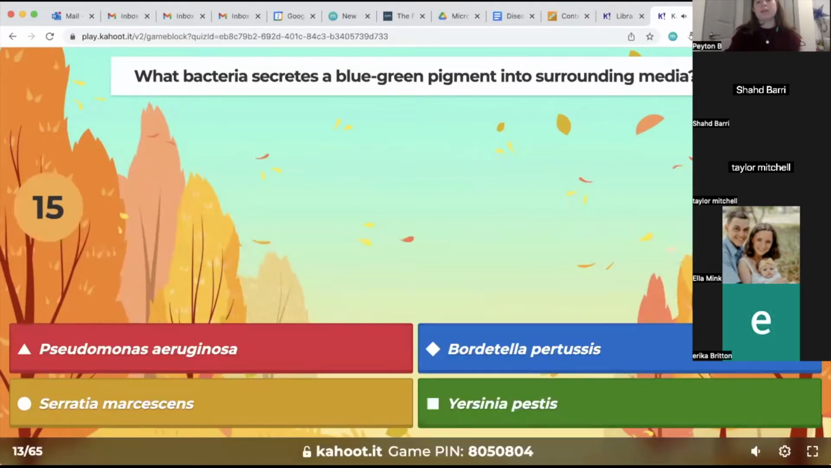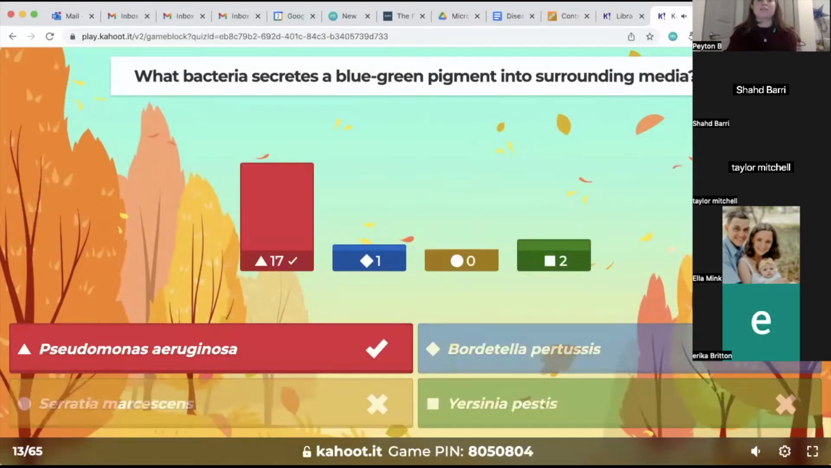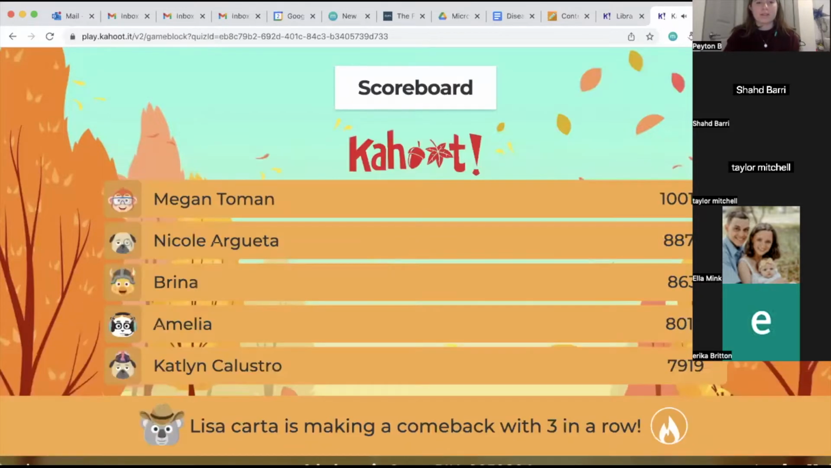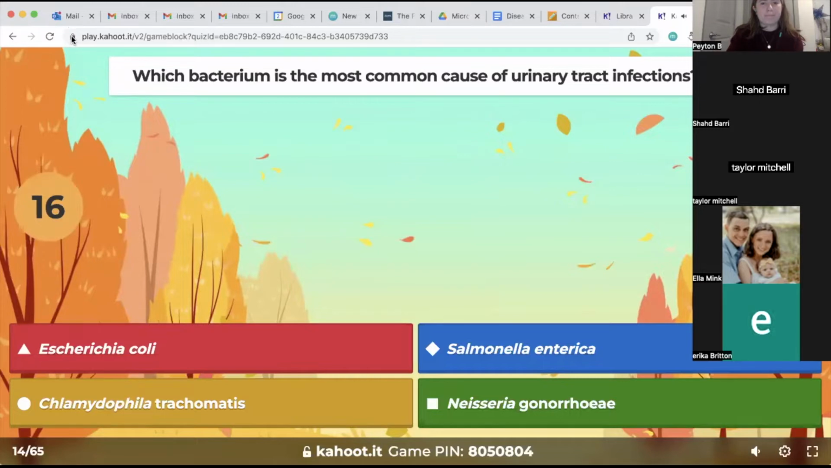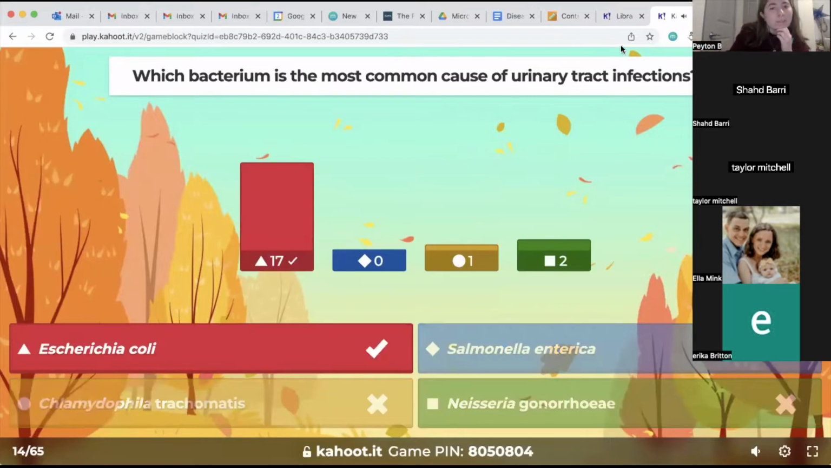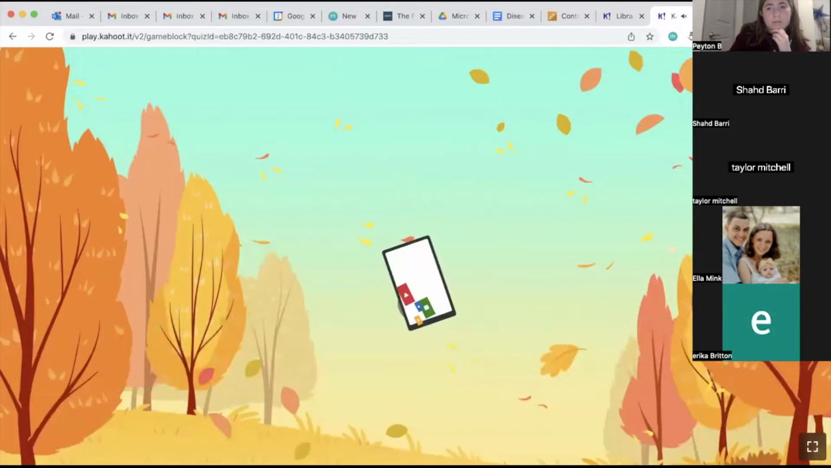What bacteria secretes a blue-green pigment into the surrounding media? Yes, Pseudomonas aeruginosa. You guys know that one. It's pretty distinct. All right, next one. What is the most common cause of urinary tract infections? E. coli, exactly. All right, next one.